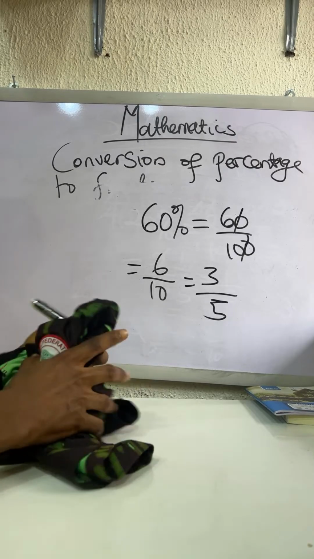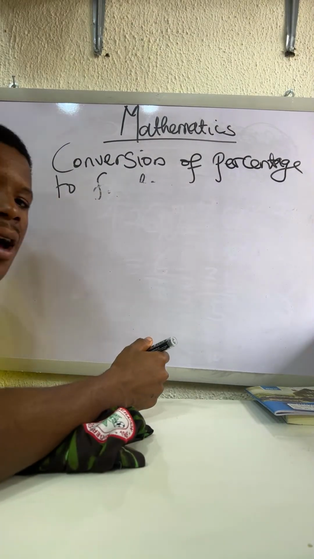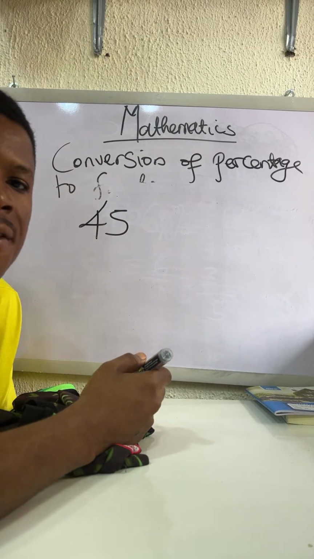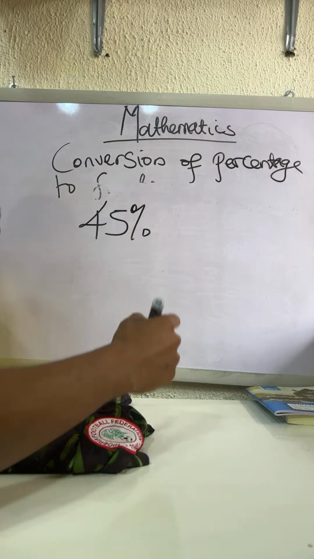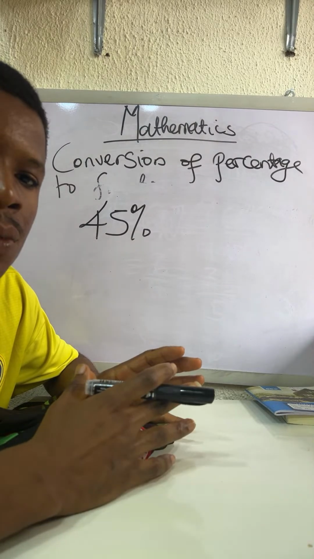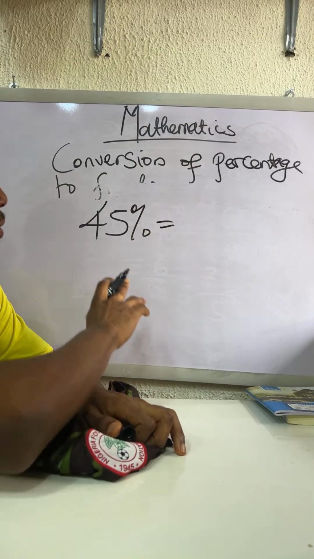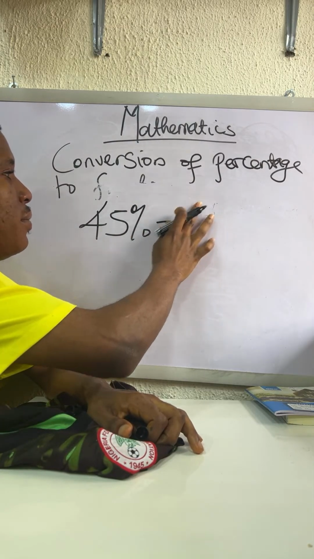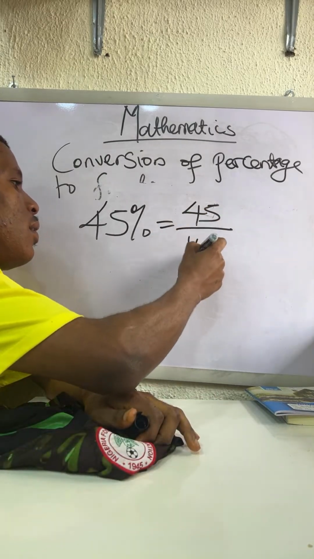So let's move to another one. Let's look at the next thing, which is 45%. Okay? We are trying to convert 45% to what? A fraction. When you have 45%, what you need to do is to express it in fraction form. So 45 will now be the numerator. So we'll have it as 45, then out of 100.